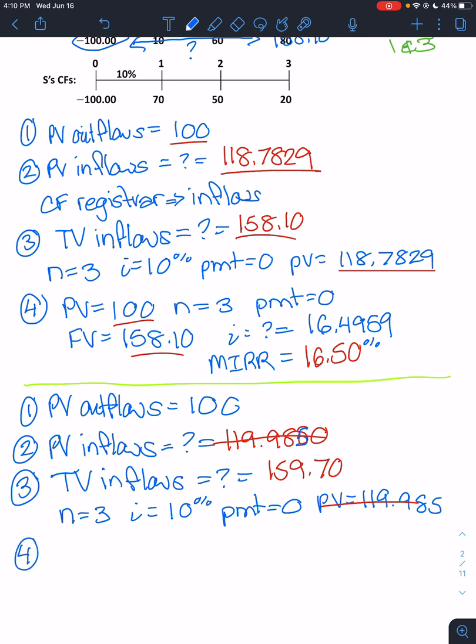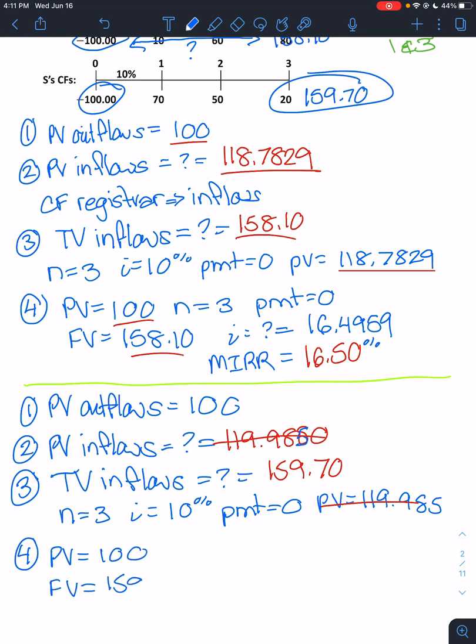Last thing I want to do is find my MIRR. I want to grow the $100 over here to 159.70 over here at time 3. So starting off with 100, ending with 159.70. N is 3. Payment is 0. If we want to solve for MIRR, we are solving for I. And so when I put that in my calculator, I get 16.8876.